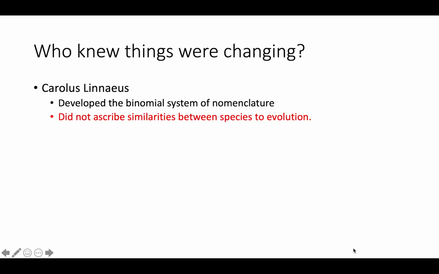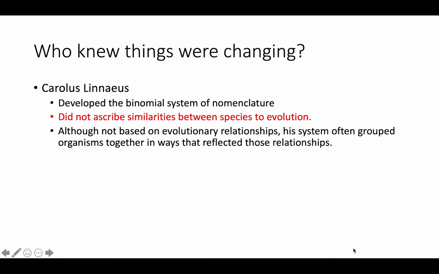Linnaeus did not ascribe similarities between species to evolution. He thought they came from something different and not necessarily evolutionary relationships. Even though his ideas were not based on these evolutionary relationships, Linnaeus often grouped organisms together in ways that reflected those relationships because of things such as morphological similarities.